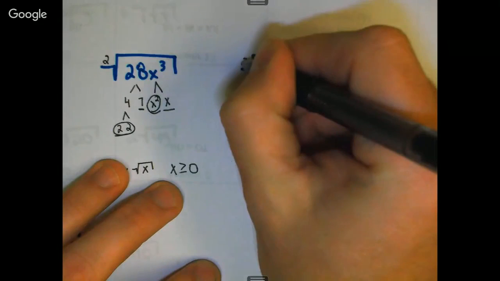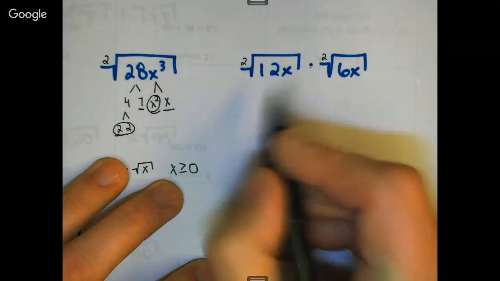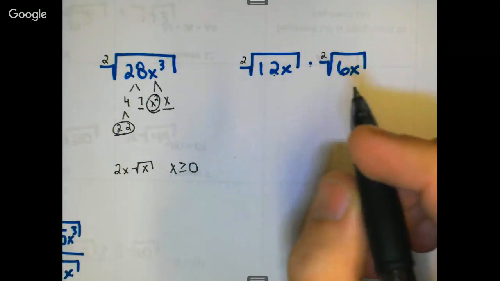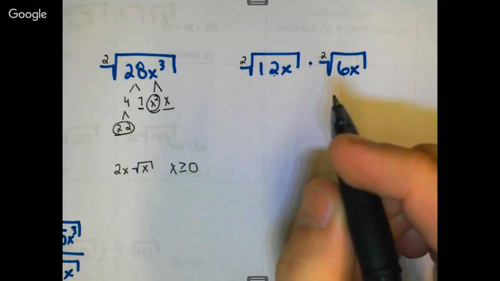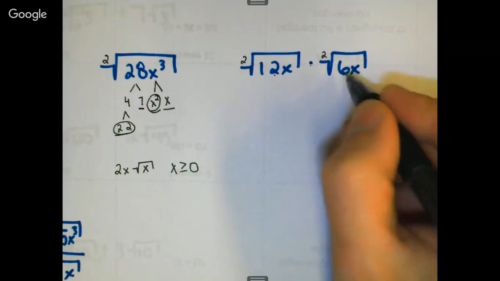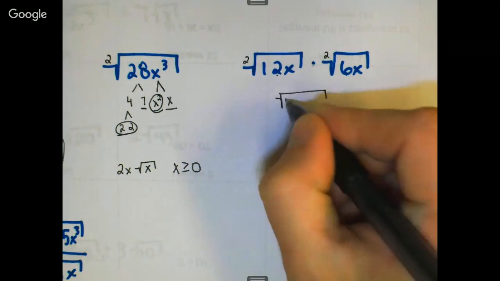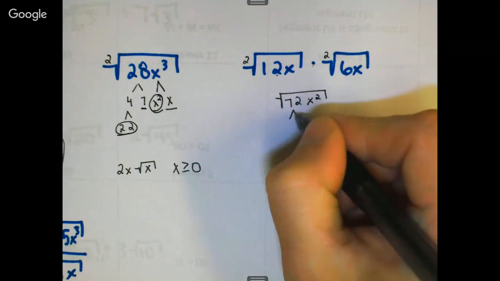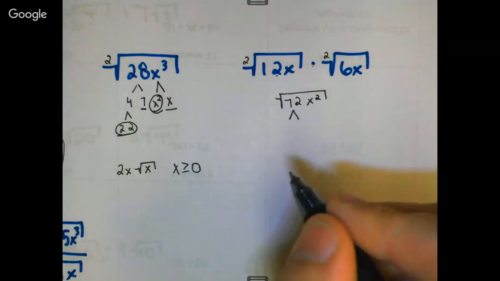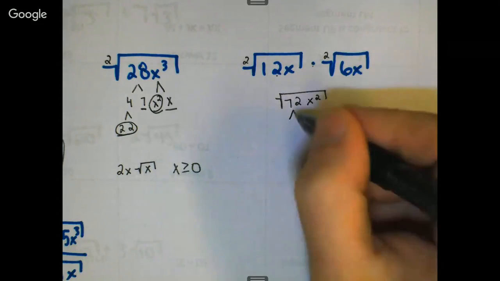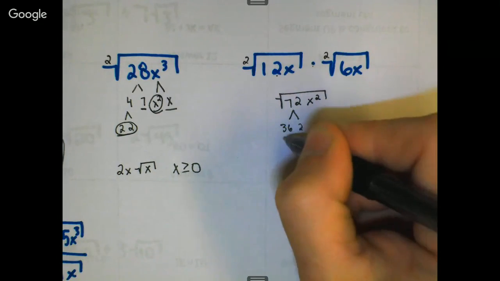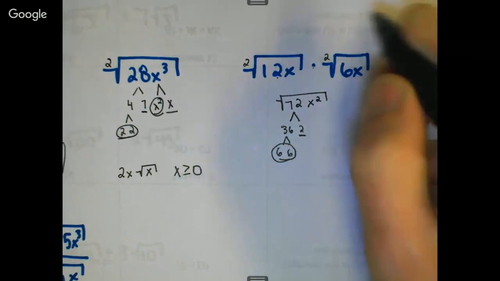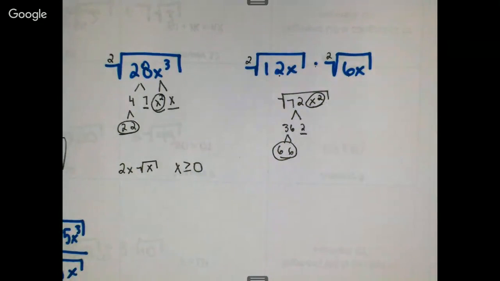Okay, you'll be fine. All right, so we got multiplication. My indexes are the same, and they're both 2. So now I'm able to multiply the stuff underneath by each other. So when we multiply 12 times 6, we'll get 72x squared. Now we'll break down 72. That is 36 and 2. And that is 6 and 6. So there's a group of 2, 2 left over, and your x squared is a group of 2.